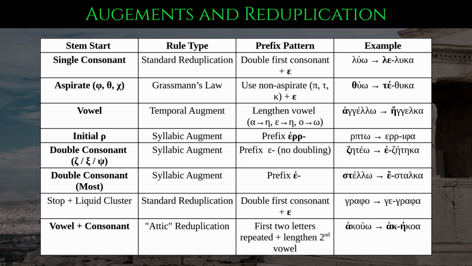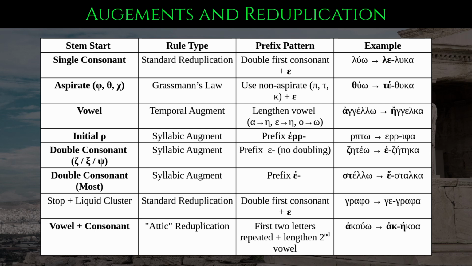Now, for all the other double consonants, we also have a syllabic augment, and we have the prefix e. For example, stello, here st, being a double consonant, but written with 2 letters, becomes estalka. So, pretty similar to the previous one.